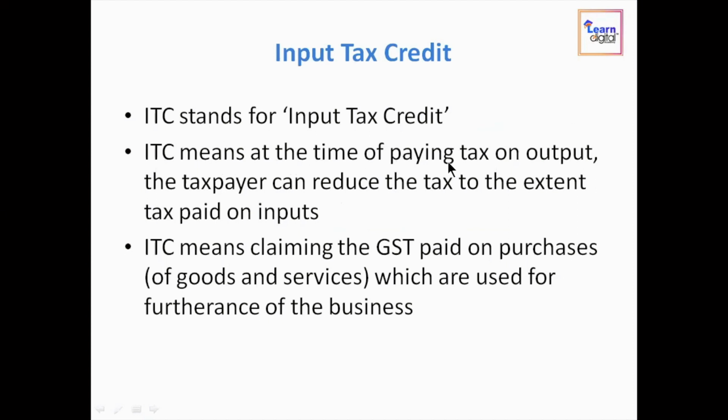ITC means that at the time of paying tax on output, that is sales, the taxpayer can reduce the tax to the extent of tax paid on input. The taxpayer can reduce the amount of tax paid while making purchases. ITC means claiming the GST paid on purchases, either goods or services, which are used for furtherance of the business. Means those goods should be used for the business only. So in that case, we can get ITC on those products.